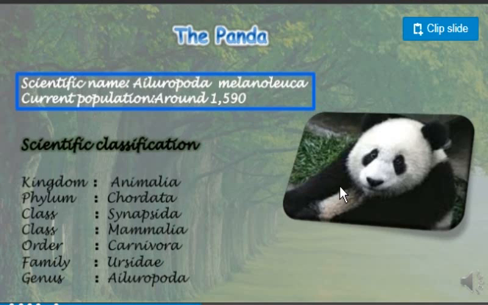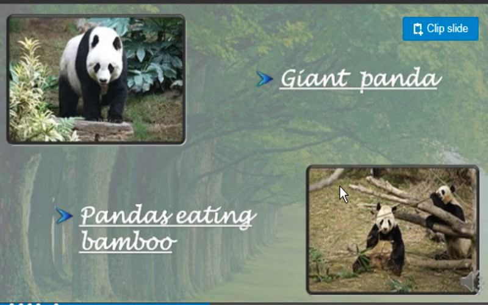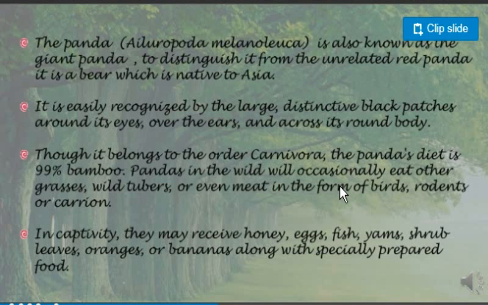Panda. Panda, also an endangered animal. The panda is also known as the giant panda to distinguish it from the unrelated red panda. It is a bear which is native to Asia. It is easily recognized by the large distinctive black patches around its eyes, over the ears, and across its round body. It belongs to the order Carnivora.